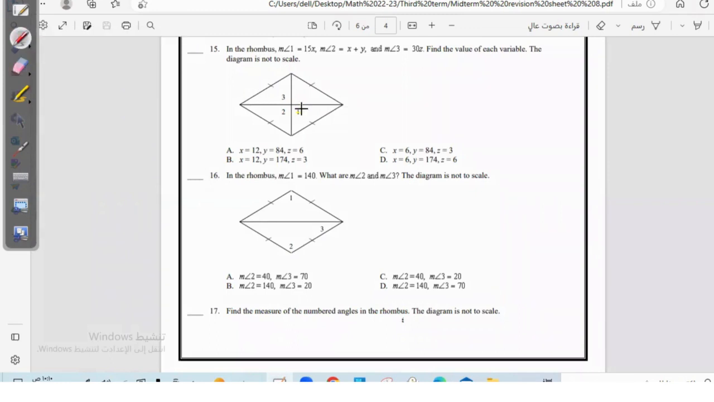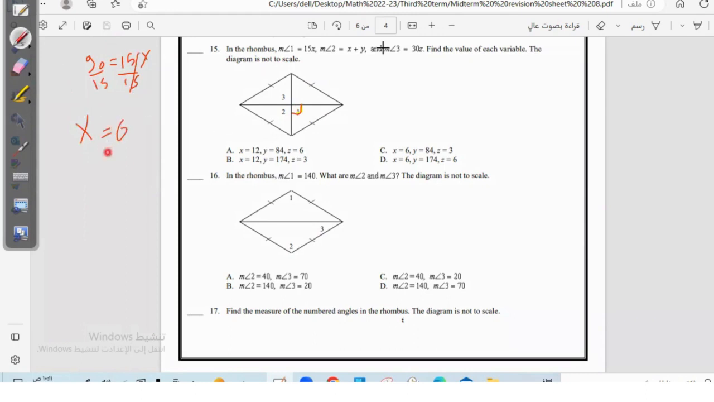So in this case, angle 1 equals what? I said in a rhombus the two diagonals are perpendicular. So angle 1 is going to be what? Yes, angle 1, its measure is 90. So we can say 90 equals 15x. Now, how can I find x? Divide by 15 on each side. So x equals 90 divided by 15, which is 6.